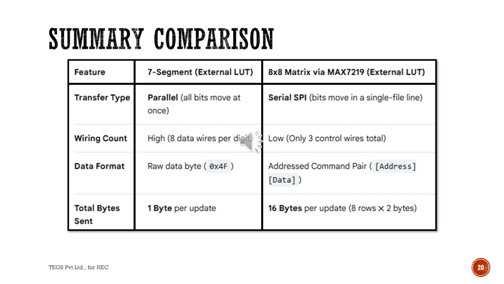Summary and comparison. This clearly shows the efficiency of the 7-segment display and also the drawback of the 7-segment display. And the heavy load is on the serial peripheral interface for transmitting and receiving data from EEPROM and to the 8x8 matrix display.